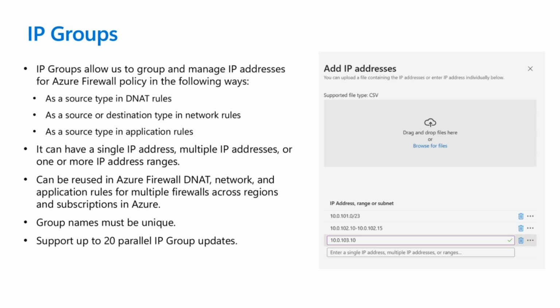Let's say, for example, you need to make a change or maybe add an IP range in one IP group, right? If you're using the IP group, then you just need to add the IP range to the IP group, and all the firewall rules using the IP group will be automatically updated.